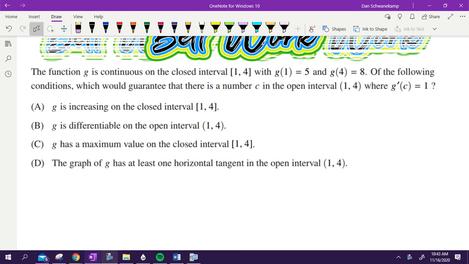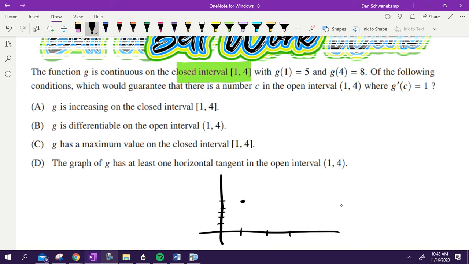Let's look here. It says the function g is continuous on this closed interval, with g of 1 equal to 5 and g of 4 equal to 8. So when in doubt, graph it out. 1, 2, 3, 4, 5. 1, 2, 3, 4, and then 4, 8. All right, I got these 2 points. The following, which would guarantee, when you see that word, guarantee, or there must be, that is a theorem question. As soon as you read guarantee or it must be, think, hey, what theorem am I using?